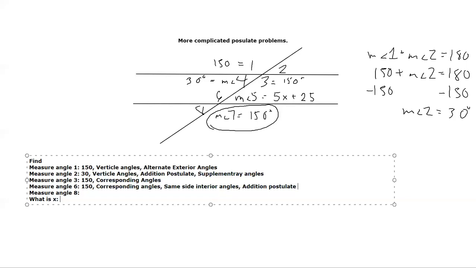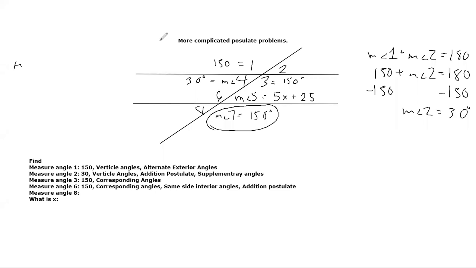So what do we know about measure angle 6 and measure angle 5? Well, measure angle 6 plus measure angle 5 are going to equal 180. They're supplementary because they make a line together, okay? We don't know what measure angle 6 is, but we know that measure angle 5 is 5x.